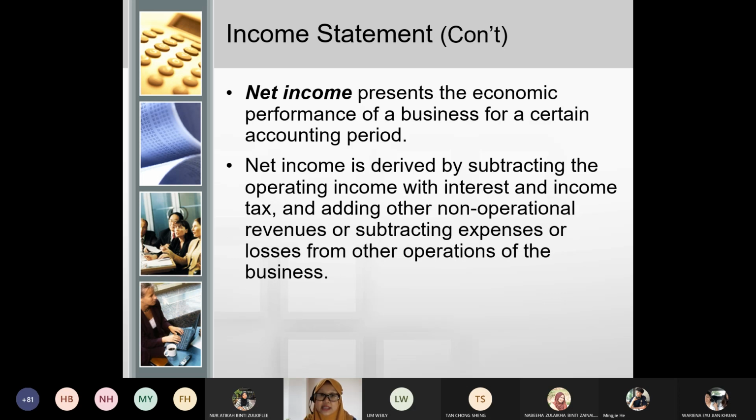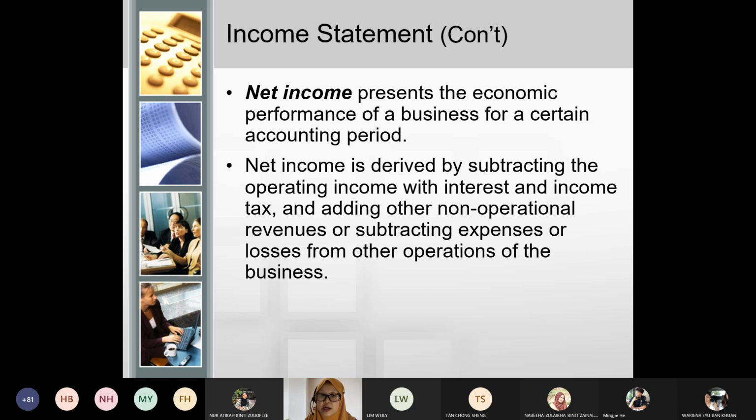All right. And what is net income? Okay, net income, as you can read from this screen, is the economic performance of a business for a certain accounting period, which is the operating income. When you have the operating income, after deducting the operating expenses, we deduct all the non-operating expenses and add any non-operating revenue, then we get the net income. What I mean by non-operating is like interest and income tax.